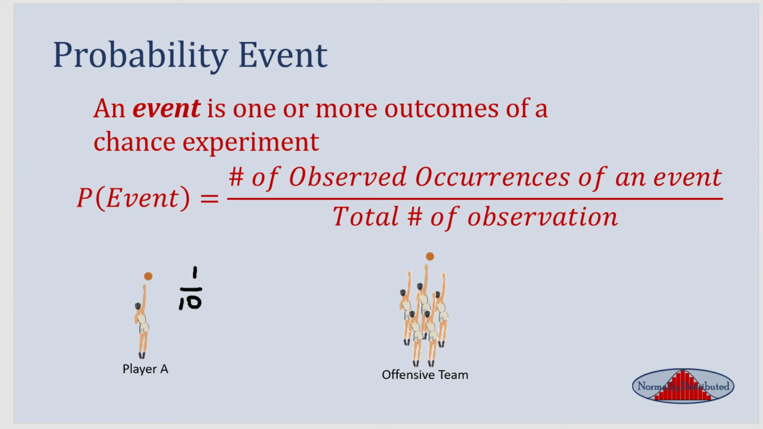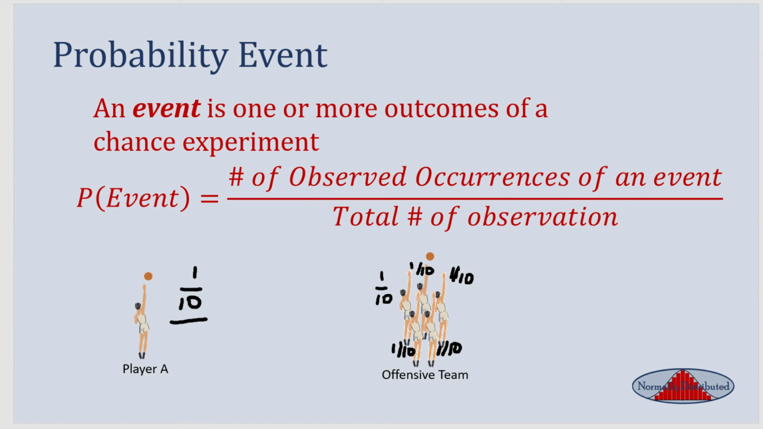But what if we wanted to look at whether the offensive team in general, what their probability of getting the rebound was? Again, let's remember that everybody has an equal probability of getting the rebound. So with 5 people on the offensive team, each one with 1/10 of a chance to get the rebound, the probability that the offensive team gets the rebound is actually just the sum of all of their individual probabilities.